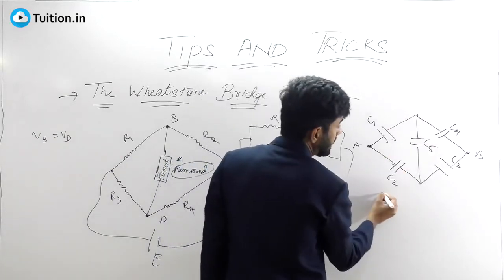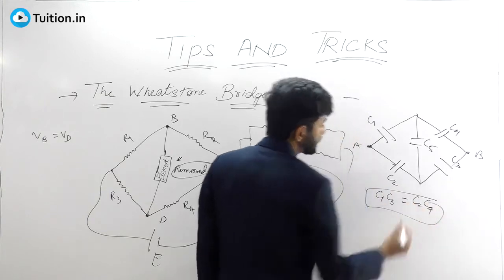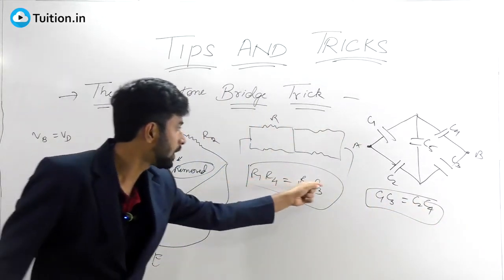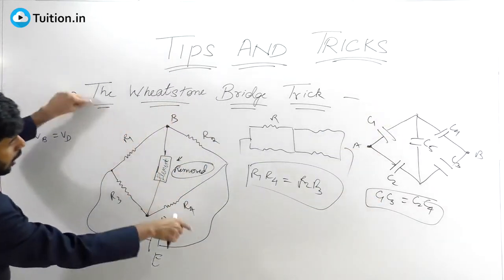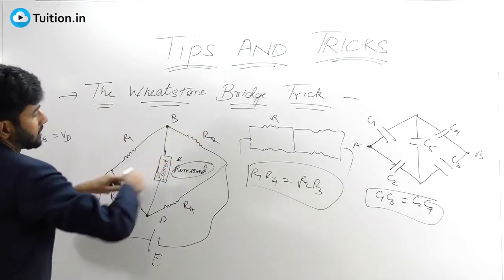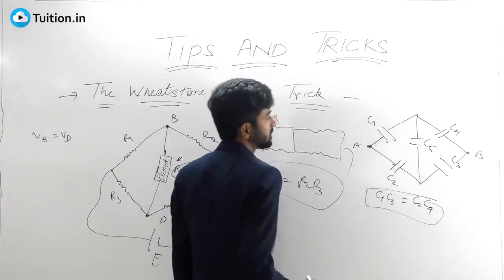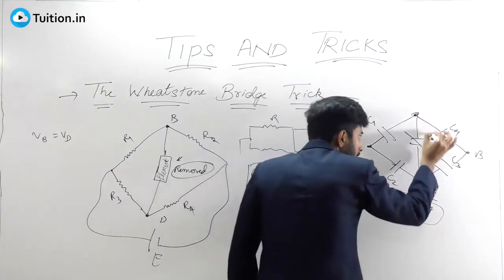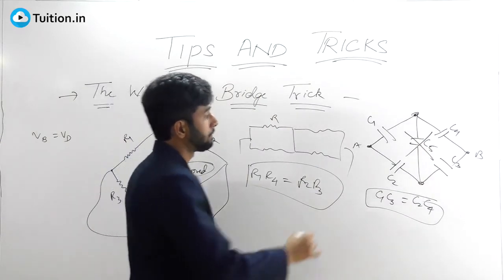But if you identify that your C1 C3 is equal to C2 C4, then your Wheatstone bridge is said to be balanced, right? Just like your R1 R4 is equal to R2 R3, your C1 C3 is equal to C2 C4. That means your opposite products are the same. Then you can say that the Wheatstone bridge is balanced, and in that case, this point and this point will be at the same potential, so this element in the middle can be ignored.